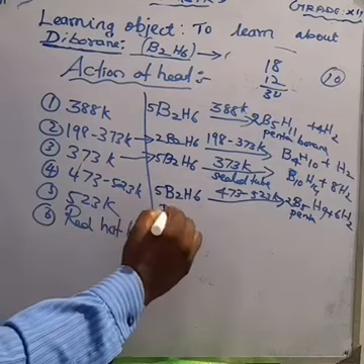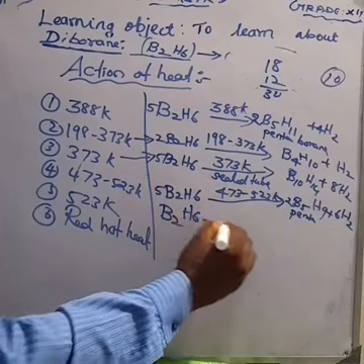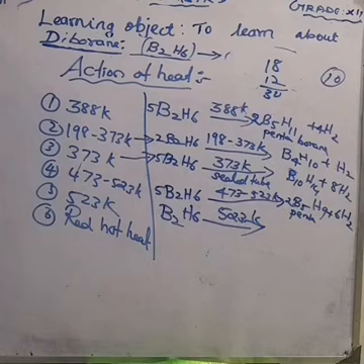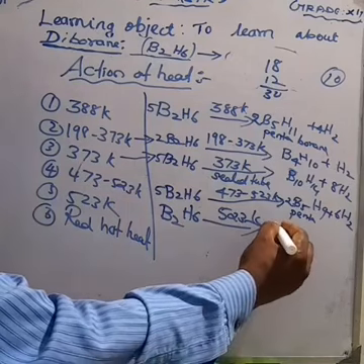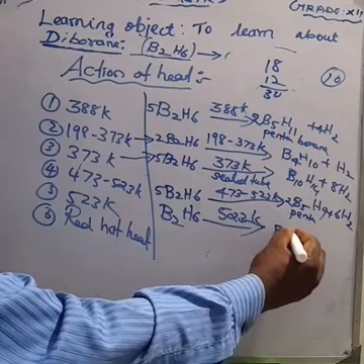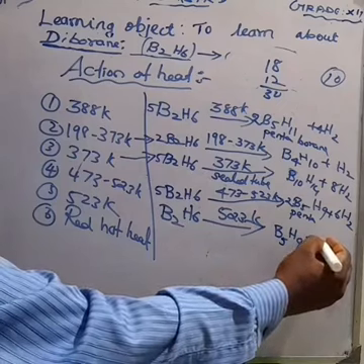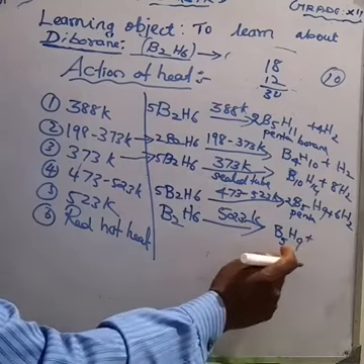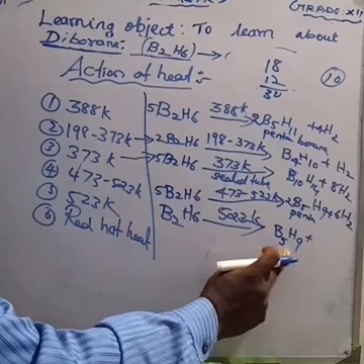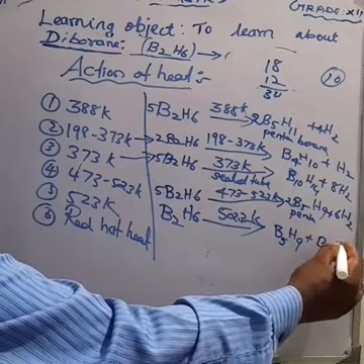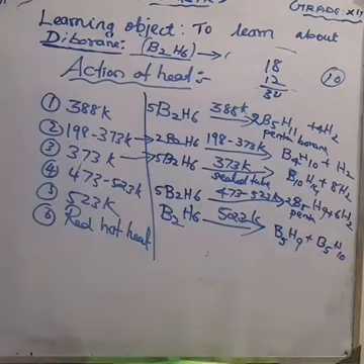Next, diborane, its formula B2H6, on heating at 523 Kelvin. Here we get two products. One is pentaborane and the other is also pentaborane. The first pentaborane has 9 hydrogen, the second has 10 hydrogen. B5H9 is the first compound. What is the second compound? B5H10 is the second compound.